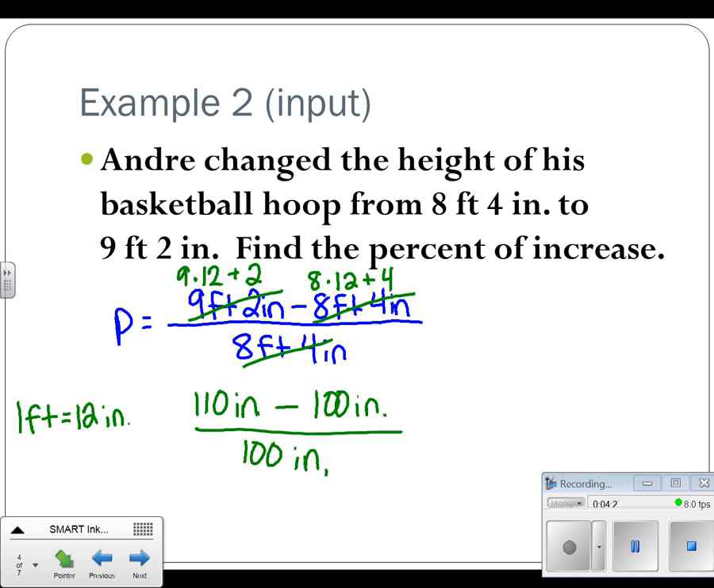There we go. So the change here on the top is 10 inches. The original amount was 100 inches. When I reduce, that's 1/10 or 0.1. As a percentage, that would be 10%. So it was a 10% increase.